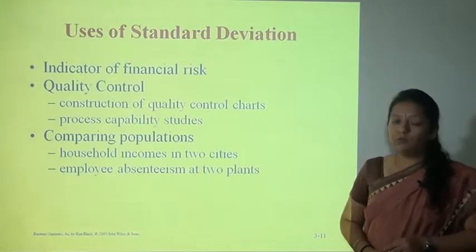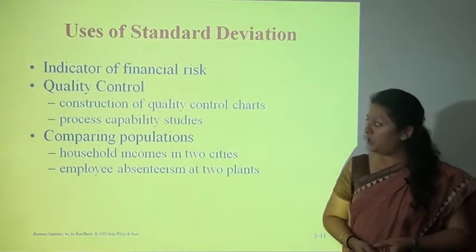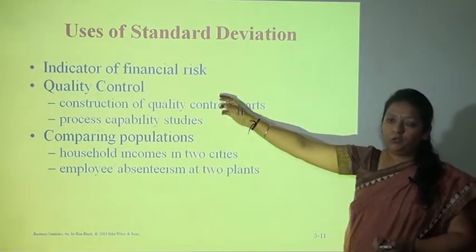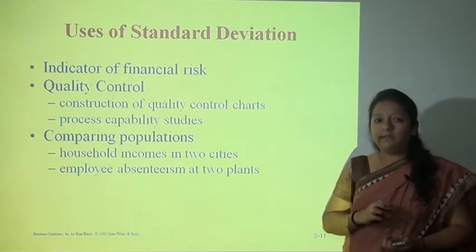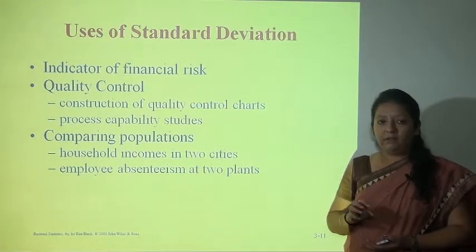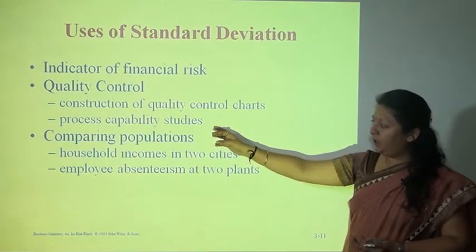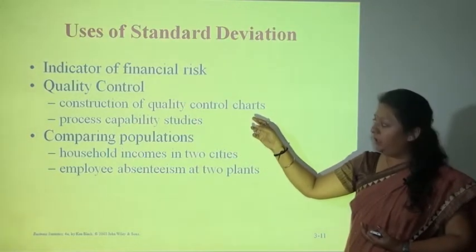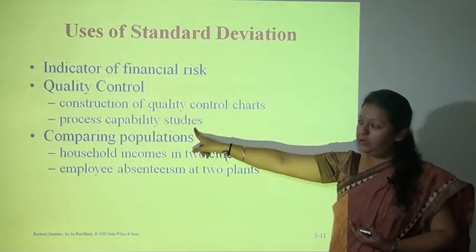Now next is uses of standard deviation. What are the various uses of standard deviation? It is one of the indicators for finding out financial risk. It shows whether the risk lies in a finance or not. It helps us in quality control, as in the construction of quality control charts and process capability studies.